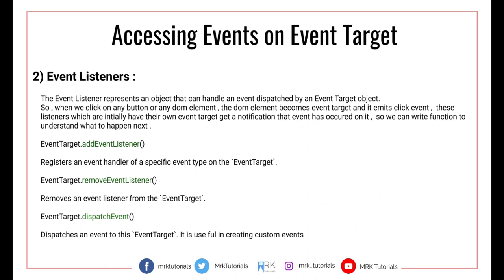The second way of accessing these events is we use event listeners. The event listener represents an object that can handle an event dispatched or originated by an event target object. There are three methods in the event target interface: addEventListener to listen to these events, removeEventListener to stop listening to these events, and dispatchEvent, which helps to create a custom event and dispatch it from the element we want.